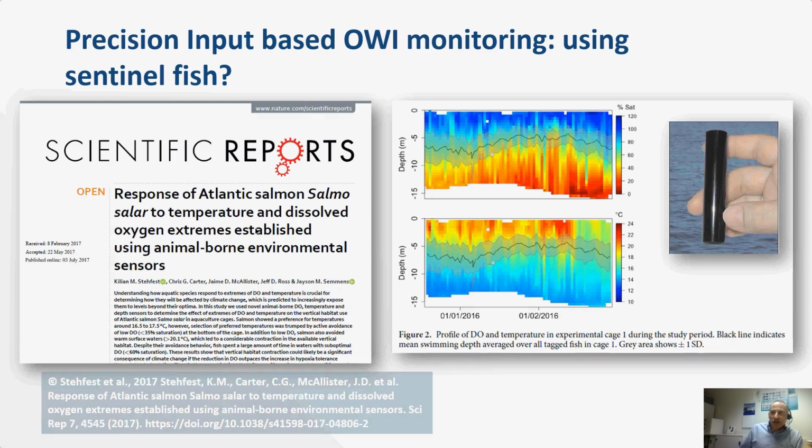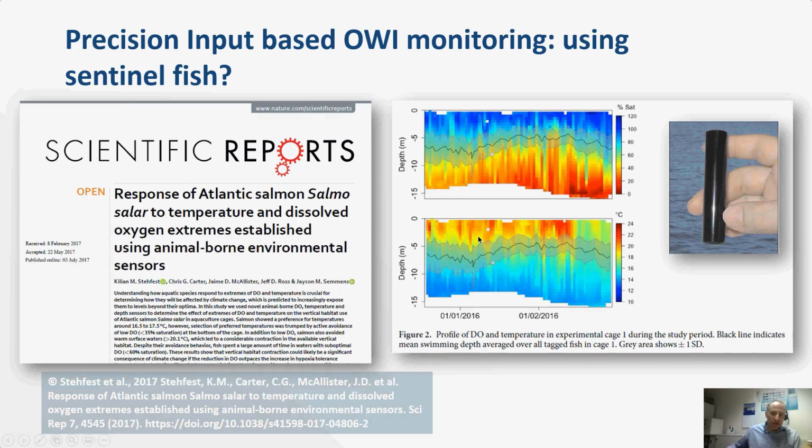Another way to measure these input-based indicators is using sentinel fish. This is the example of a paper from 2017 from Kilian Stiefvater, who looked at how Atlantic salmon respond to extremes of temperature and oxygen in a net cage in the sea in the Tasmanian summer. And if you look at the graph here on the right, you've got percentage saturation, high oxygen saturation at the surface, but also high temperature.